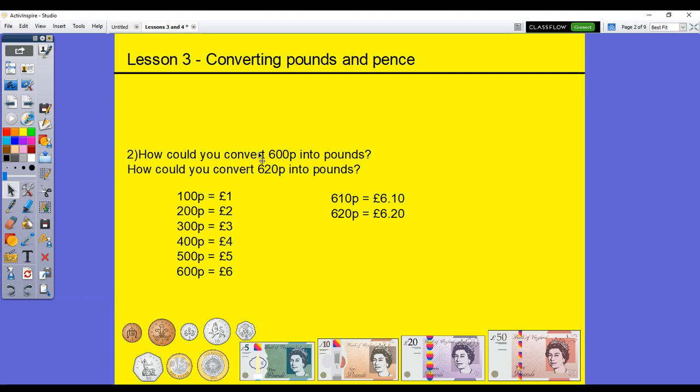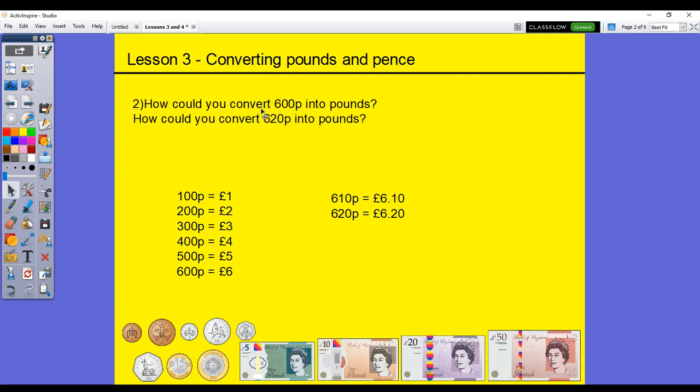Our first question is, how could you convert 600p into pounds? Like we were saying here, 100 pennies is £1. So 200 pennies will be £2. 300 pennies will be £3. 400, £4. 500, £5. 600, £6. That's how you can work it out, break it down.